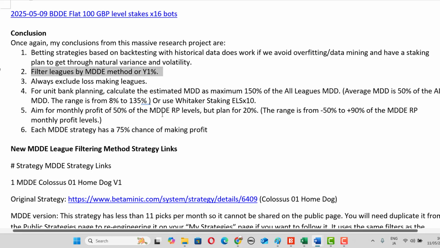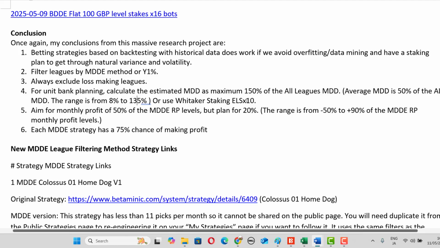Filter leagues by the MDD method. Always exclude loss-making leagues. Plan your unit bank to be super conservative. Estimate your maximum drawdown as a maximum 150% of the All Leagues MDD. But the average is 50%, so I'm being super conservative there. And the range is 8% to 135%.